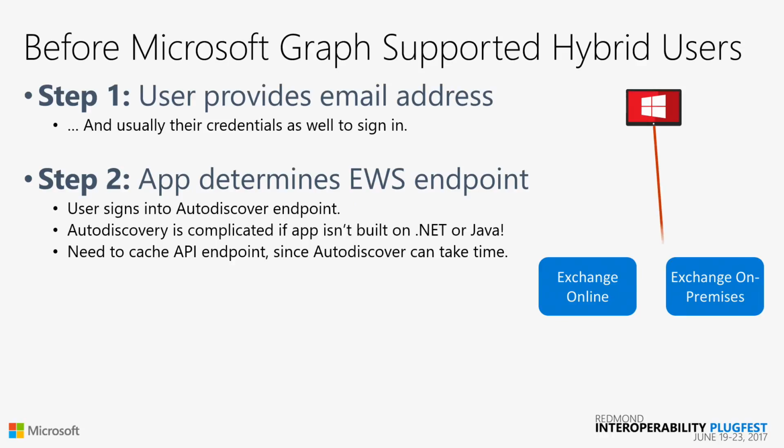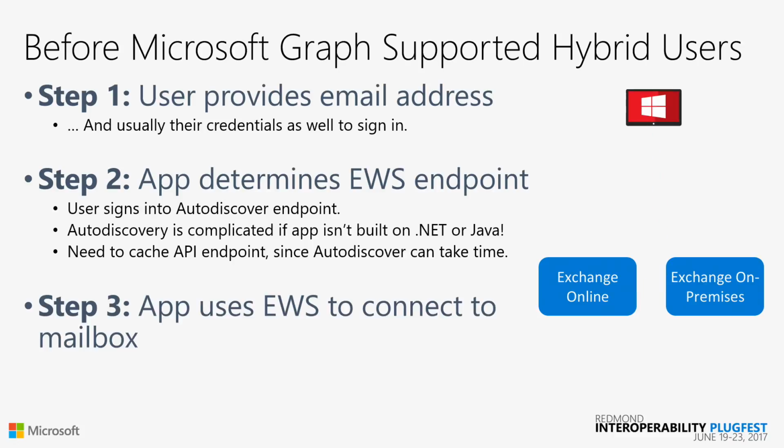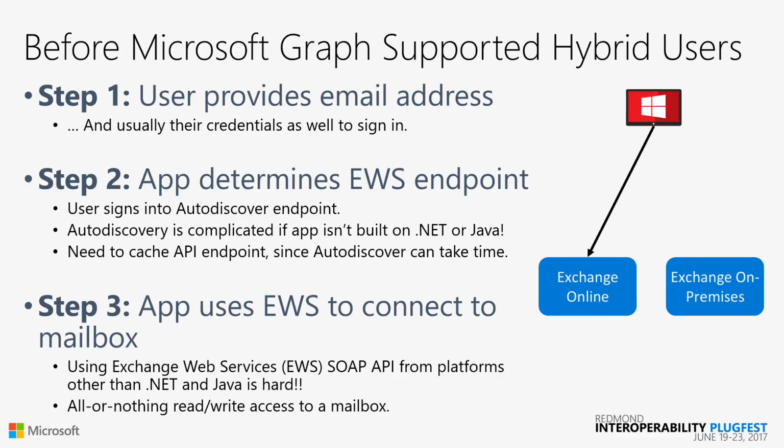Once you're done with this complicated logic of figuring out where the user's mailbox is and what the endpoint is to connect to it, you would then connect to that endpoint and ask for the content. And the protocol that you could use was EWS, or you would use REST. But you see, there's a lot of complicated client-side logic which had to be built to enable these scenarios. Now, how do we simplify this?